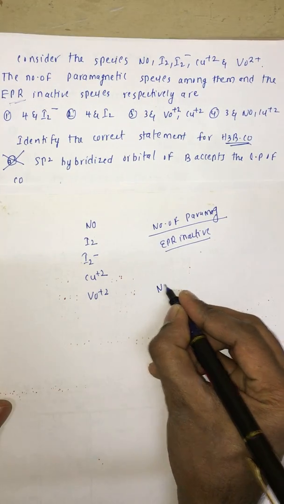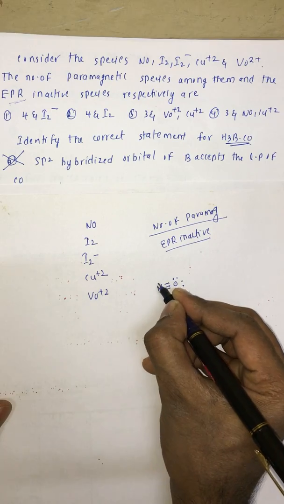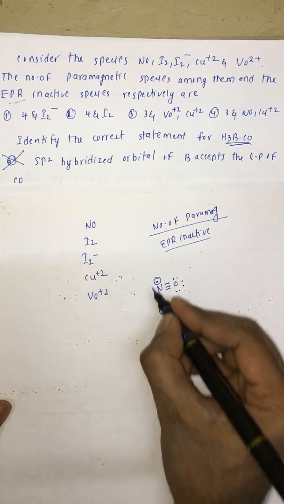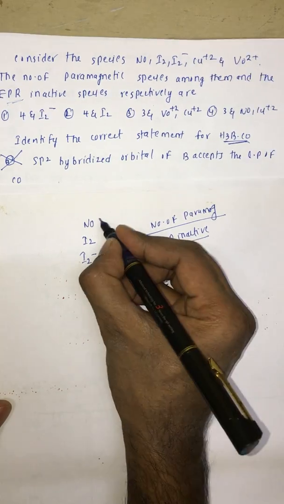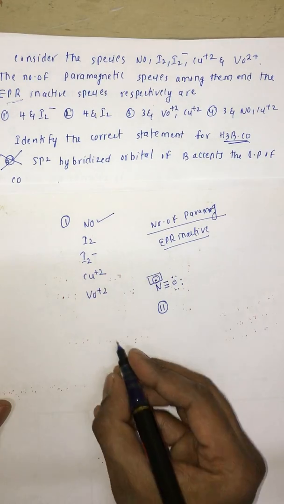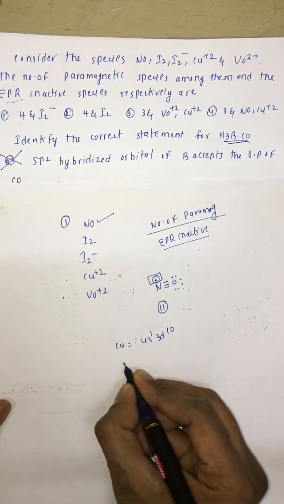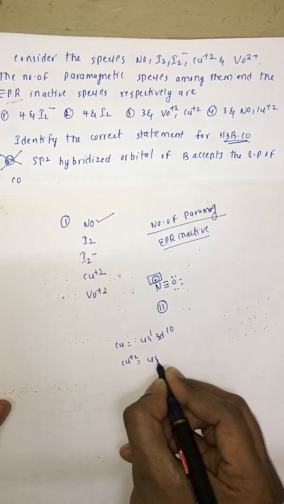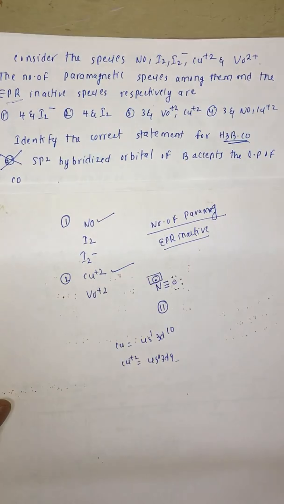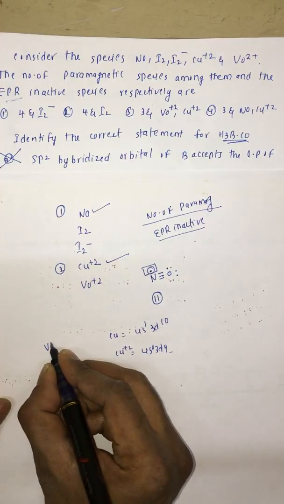So when we have NO in the structure, we will show one odd electron here. NO has a total of 11 electrons, so one odd electron is there, that means NO is paramagnetic. Okay, this is one. Now we'll go for copper 2+. Copper is 4s1 3d10, Cu2+ is 4s0 3d9. So this is also EPR active and paramagnetic in nature.